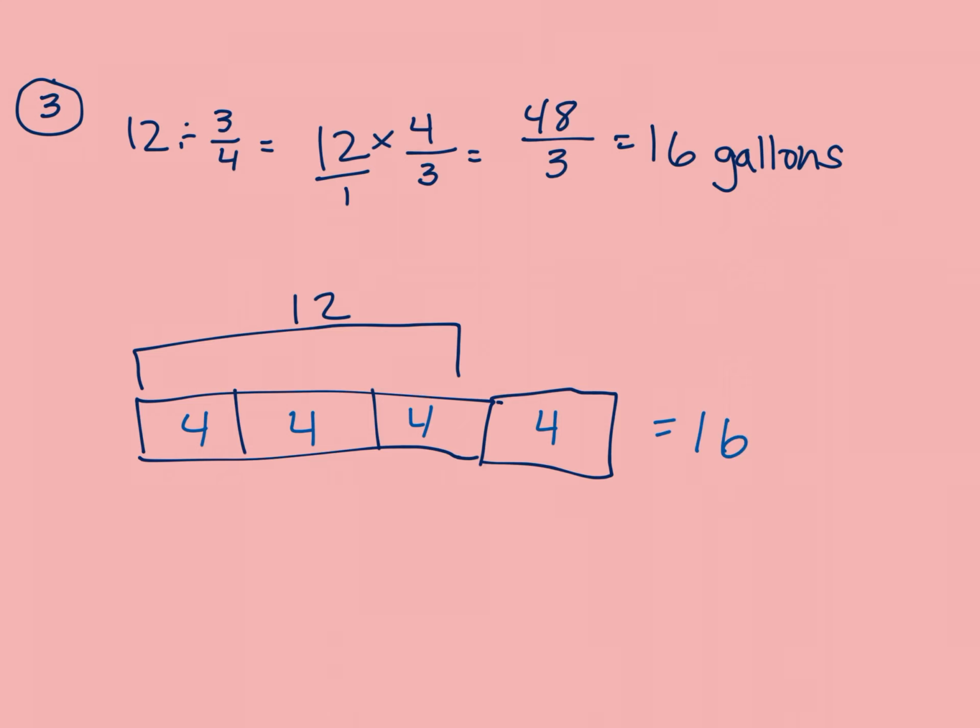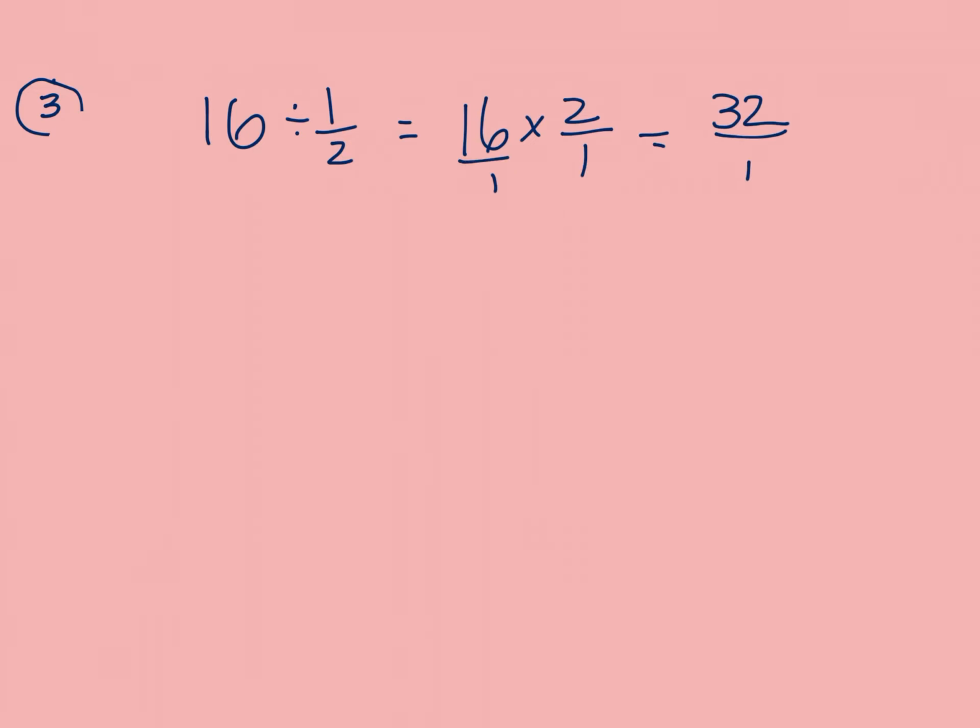Part B says if the tank is then filled to capacity, how many half-gallon bottles can be filled with the water that's in the tank? So if our capacity is 16, how many sets of 1/2 are in 16? Flip that fraction over. 16 times 2 is 32, and 1 times 1 is 1. So there are 32 half gallons.